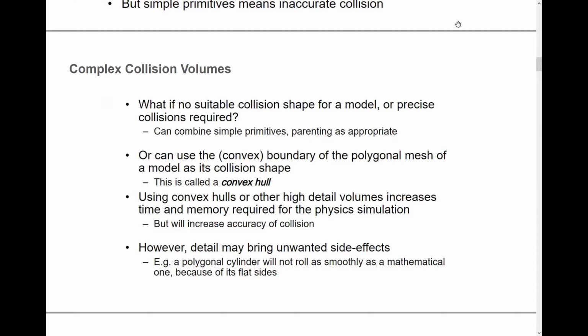But these details could bring unwanted side effects. For example, a polygonal cylinder might not roll as smoothly as a mathematical one because of the flat sides. So that's the advantage of using a mathematical object to represent the primitives rather than just going with a polygonal shape.